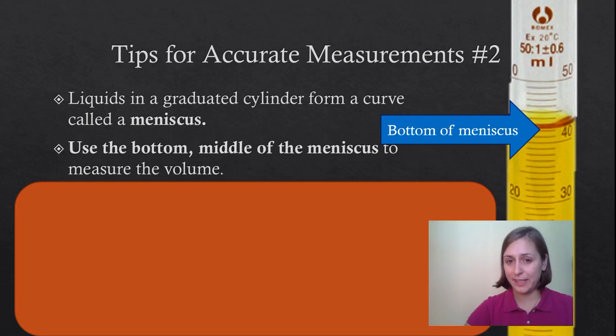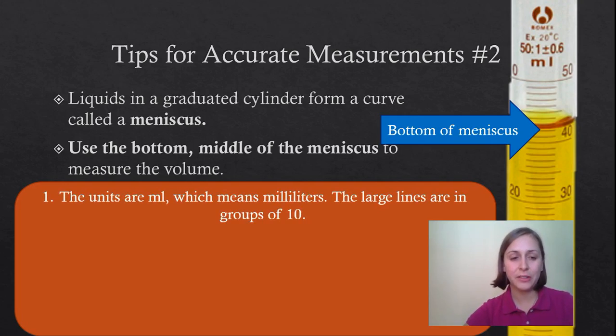We're going to run through the same steps we did last time to find the volume at the bottom of the meniscus there. First of all, the units say ml, which means milliliters, and the large lines are in groups of 10. So that 50 is 50 milliliters, the 40 is 40 milliliters, and you can see that going down.